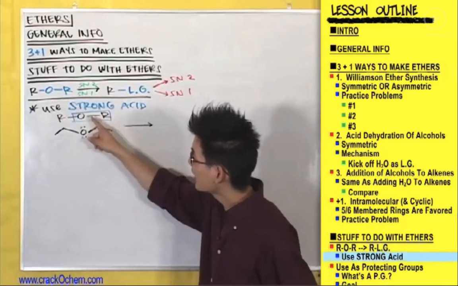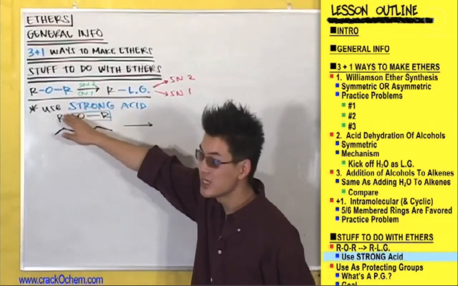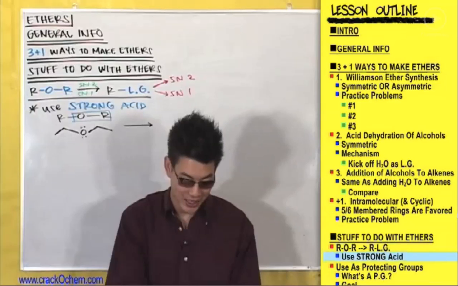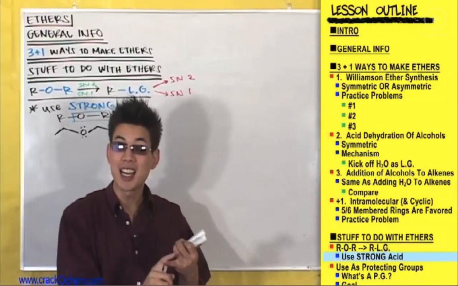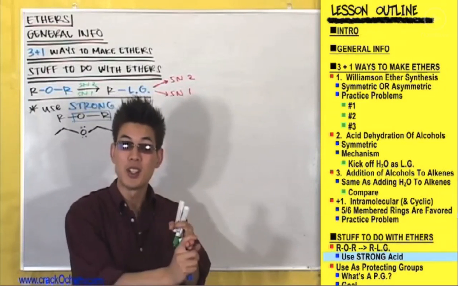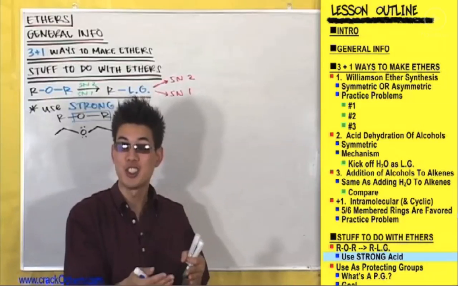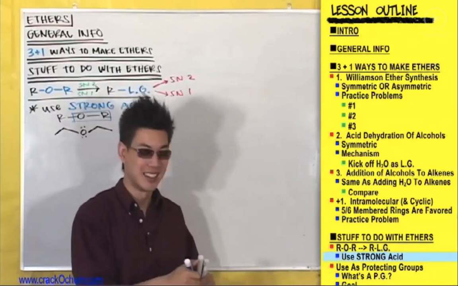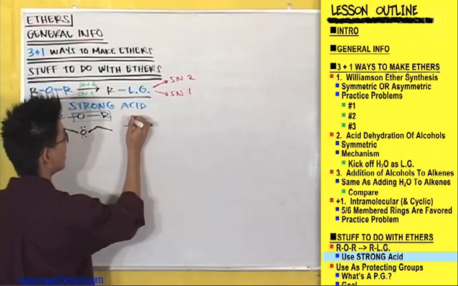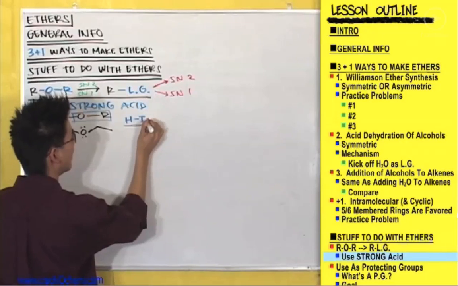Well, we're going to take this unreactive ether and throw in some strong acid. Okay, so use some strong acid like HI, HCl, HBr. Okay, use an acid that has a halogen attached, and you're going to see why in just a second. Okay, so I'm going to go ahead and just throw in some HI.